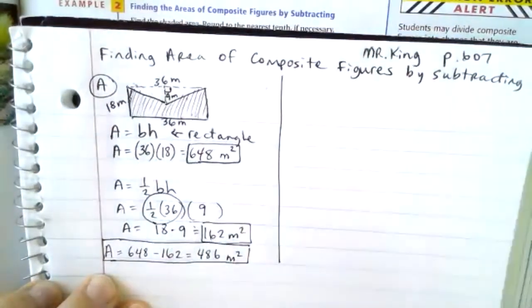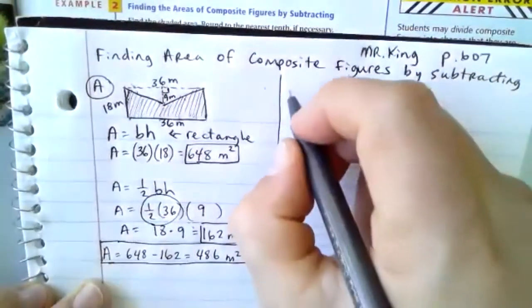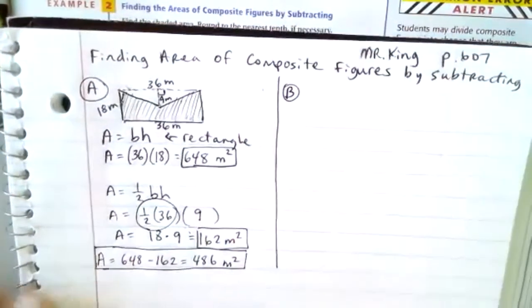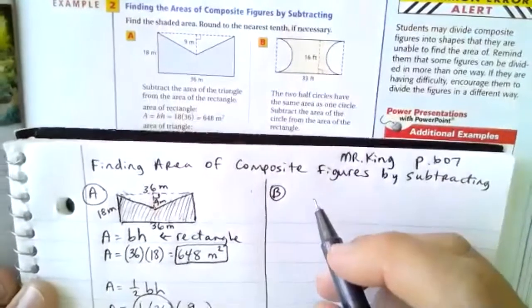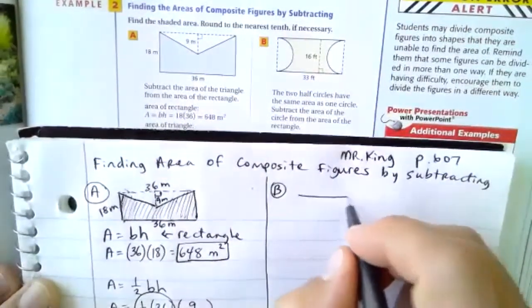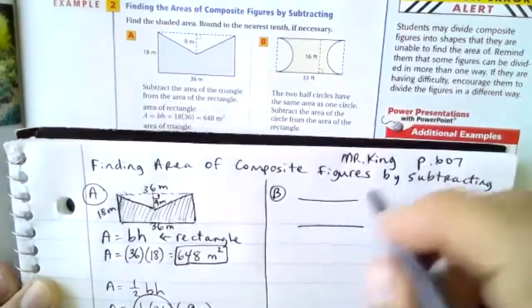So draw me a line like this down the middle, and let's go look at part B this time. We've got a little bit different shape to deal with. In this case, it looks like a basketball court. So we've got a rectangle, just like we did last time.